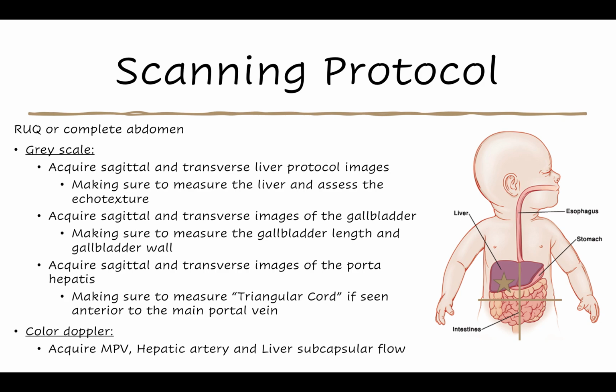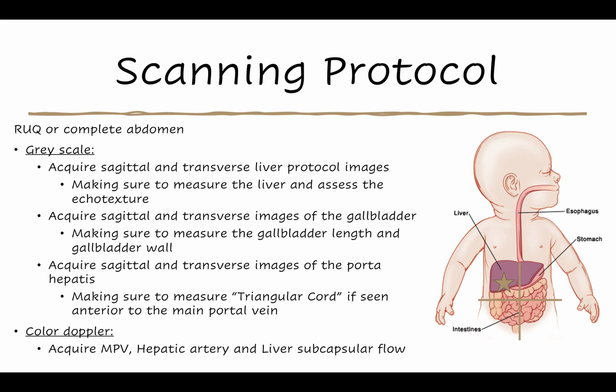For your scanning protocol, you may be completing a right upper quadrant exam or a complete abdomen exam, depending on what is ordered. For your grayscale, you will acquire sagittal and transverse liver protocol images, making sure to measure the liver and assess the echo texture.